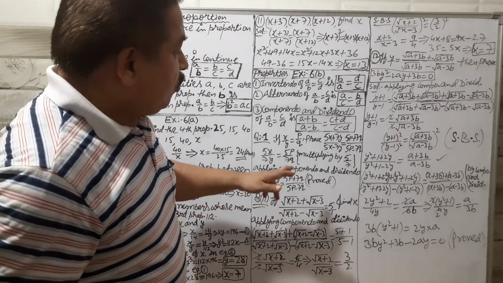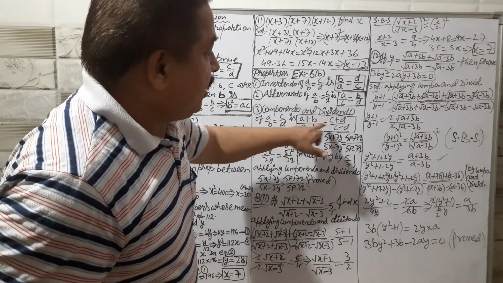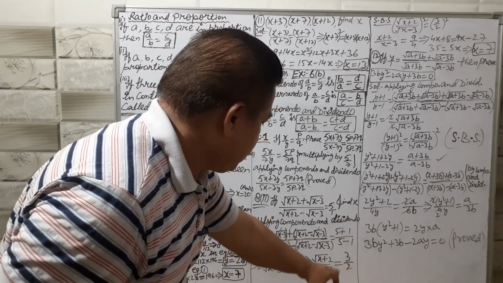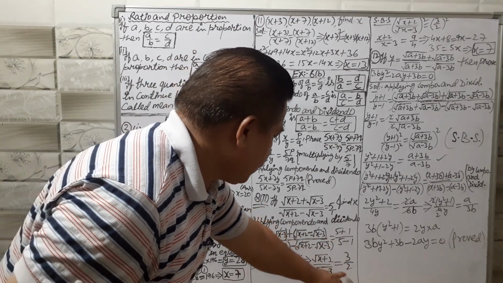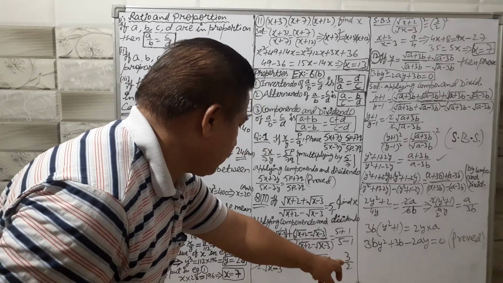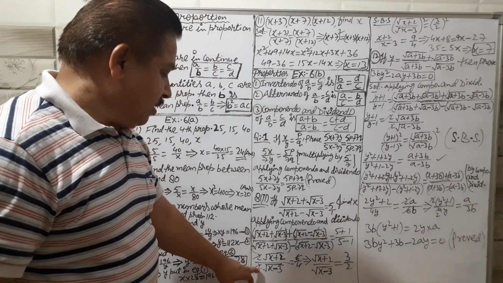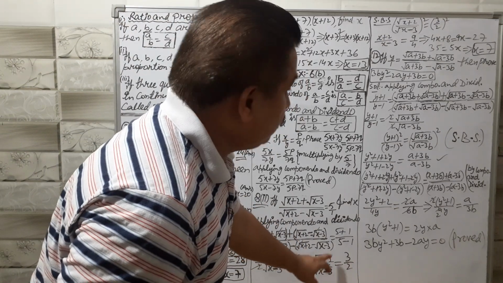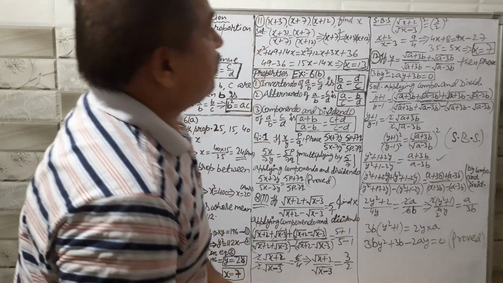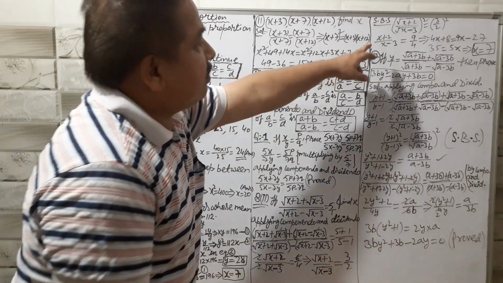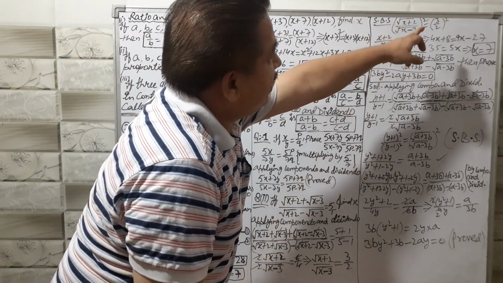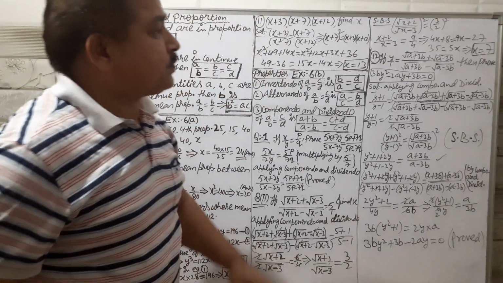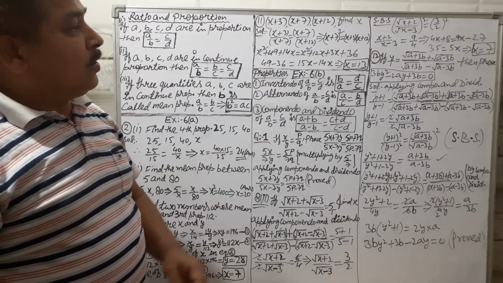Remember one thing, you have to apply componendo and dividendo on both sides. See 5 plus 1 and 5 minus 1. After reducing, this will come 3 by 2. See here 6 by 4, 3 by 2. And now squaring both sides, remove the root. After this squaring, the root will be removed. That side 9 upon 4, cross multiplication, x will come 7. Answer.